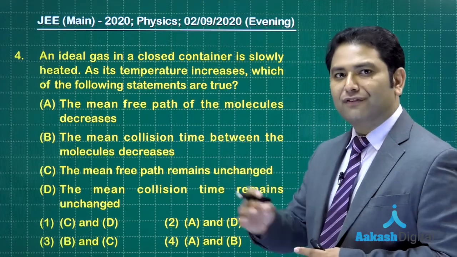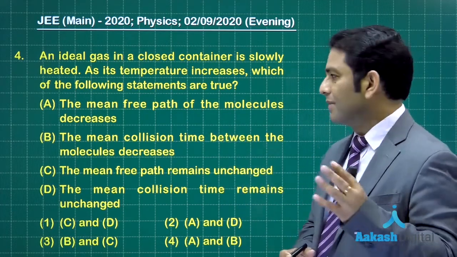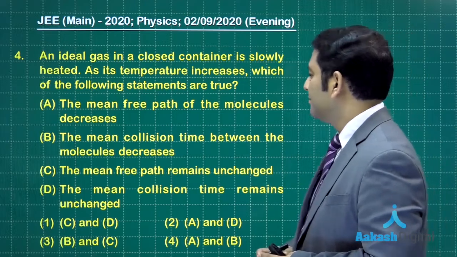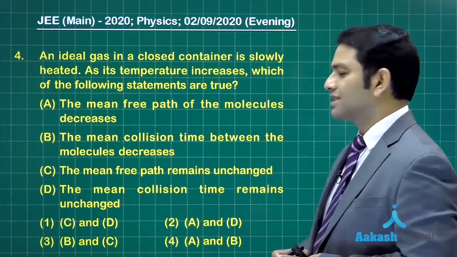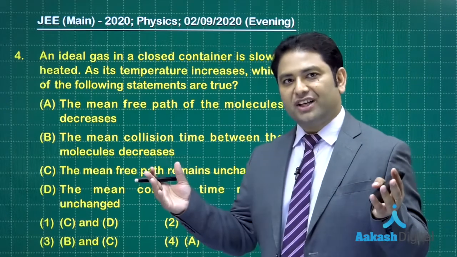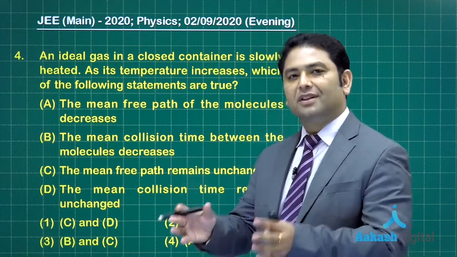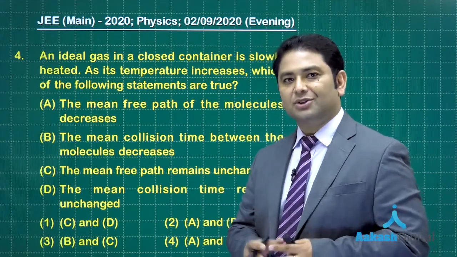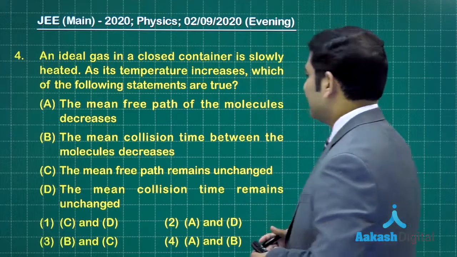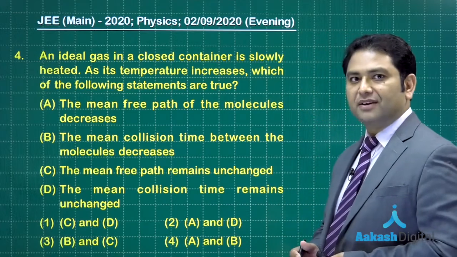So you need to verify individual options one by one. The first thing: the mean free path of the molecules decreases. It will not change because the number of molecules is the same and the volume is also the same. So in that case, the mean free path will not change, right?